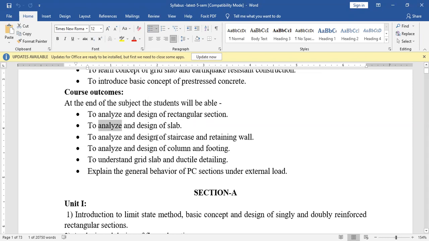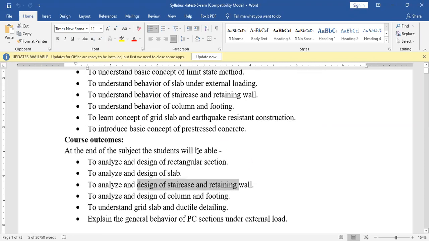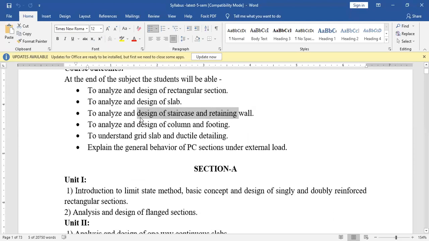Then how to design staircase and retaining wall as well, with whatever terminologies are there. So you will have to design those things, column and footing, then grid slab, and you should know what the ductile detailing is. Suppose a particular structure is in a seismic prone area. In that case, there are certain ductile criteria.